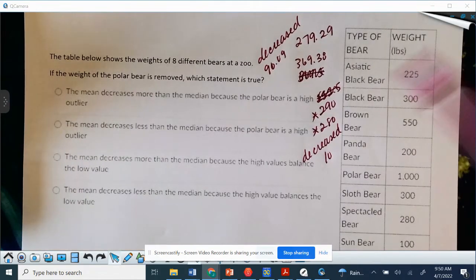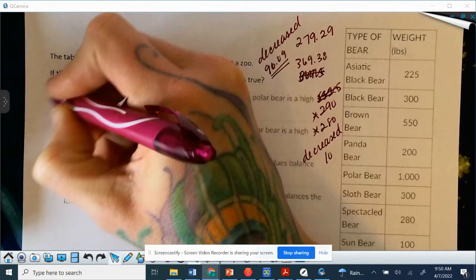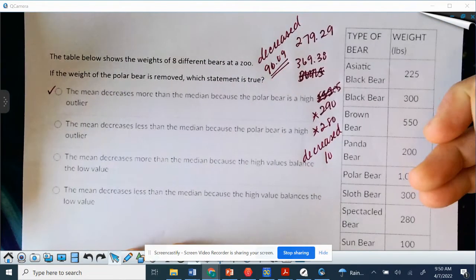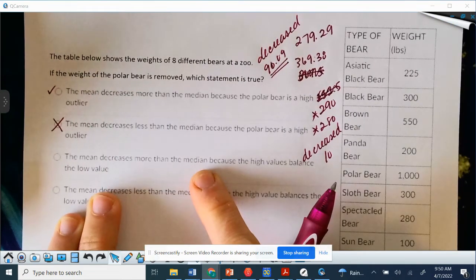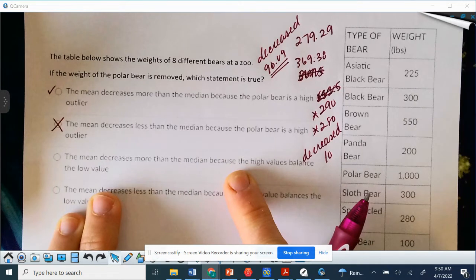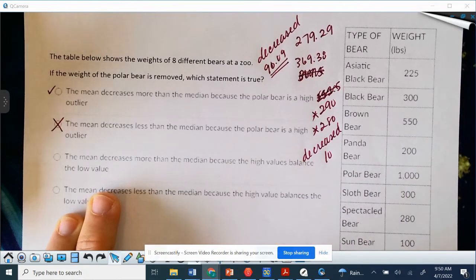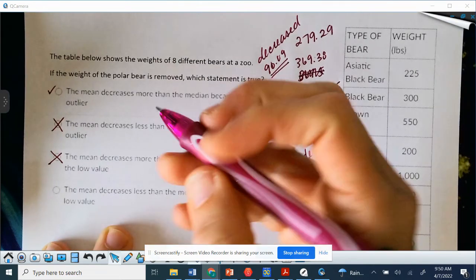The mean decreases more because that's 90 than the median because it's a high outlier. So that's true. The mean decreases less than the median. That's not true because it decreased 90. The mean decreased more than the median because the high values balance the low value. No. And the mean decreases less, which again is no good. So the answer should be A.